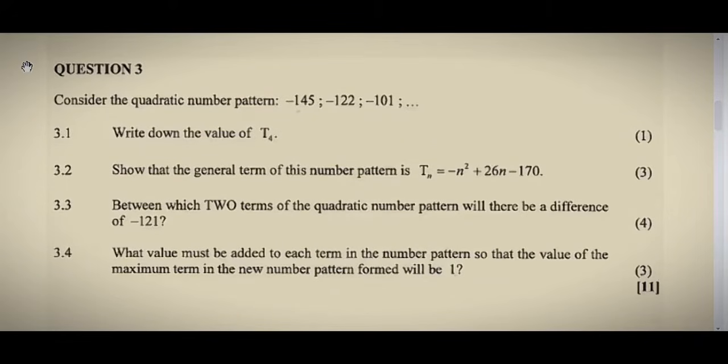Okay, so we have this question 3 here. It says, consider the quadratic number pattern, -145, -122, and then -101. So write down the value of T4. We can see that this is always the first question. So -145, and then -122, and then -101.